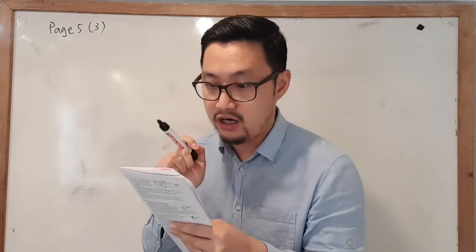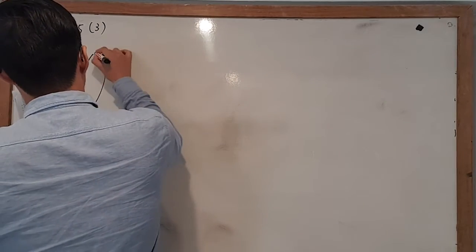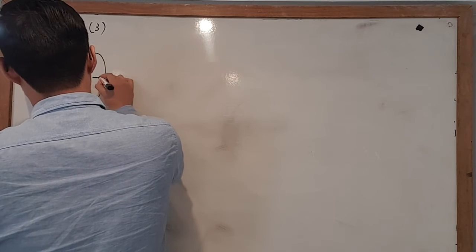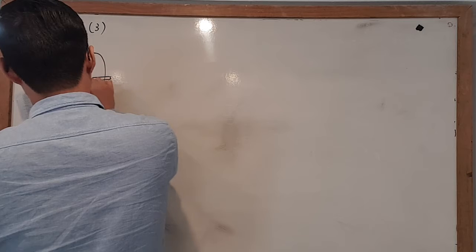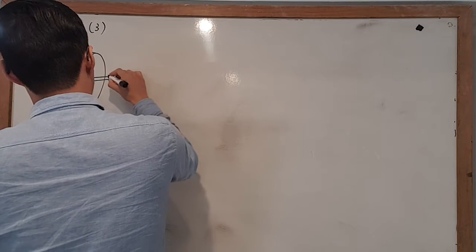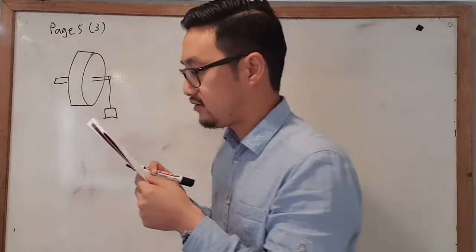So I'm going to talk about this question for you guys. What we have over here is a flywheel, and this flywheel has a stick coming out over here. Then there's the axle, and there's a load over here. So what do we know?